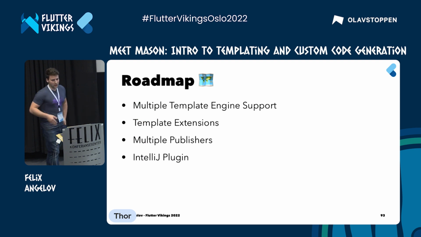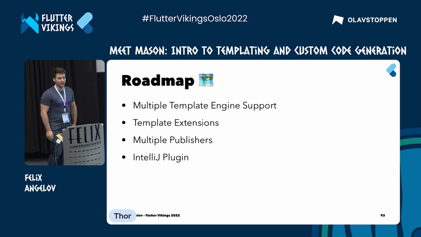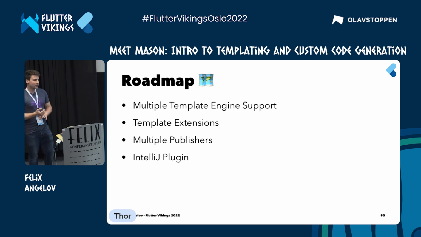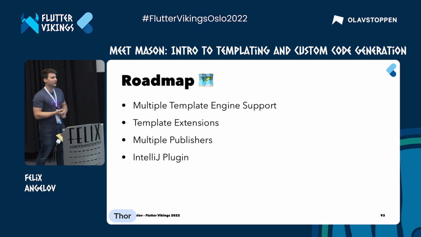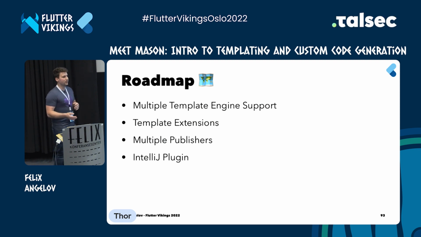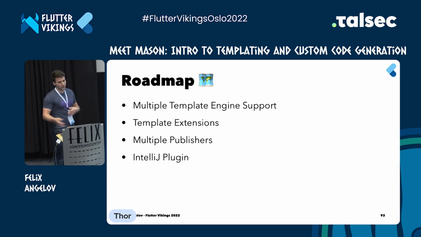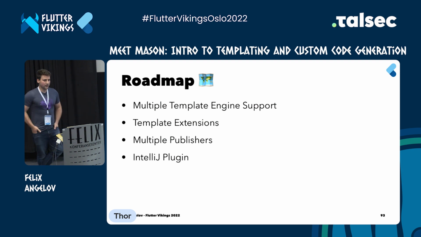I just quickly want to touch on the roadmap. So some things that we're currently working on or thinking about doing is, the first one, multiple templating engine support. So it'd be really nice if you weren't limited to just Mustache, and if you could specify in your template, hey, I want to use Jinja, or I want to use Handlebars, or I want to use some other flavor of templating engine. So that's something that's currently being thought about and discussed, how that could be supported in an efficient way.